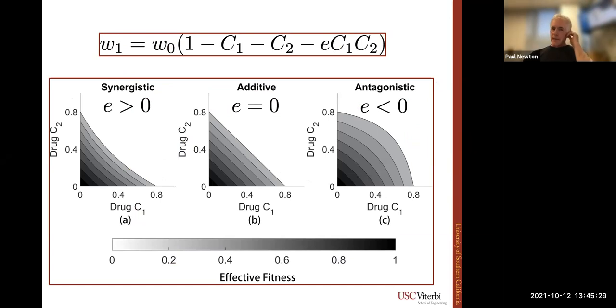So to talk about this synergistic, additive, and antagonistic behavior, our model has fitness parameters in a formula that looks something like this, where the fitness is reduced by C1 and by C2, and a cross term, C1 times C2, which is multiplied by this parameter E. And as I said, when E is positive, it's synergistic, meaning they're both helping each other. And when E is negative, they're actually combating each other, the drugs. And when E is 0, they're just additive.